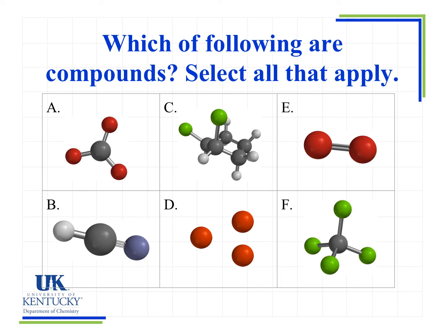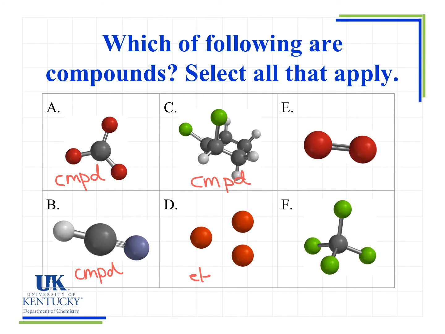Looking at A, we see this is a compound because we have two different elements present. And we know there are two different elements because we see that the atoms are colored differently. So the different color represents a different element. When we look at B, we see three different elements bonded together, so that is also a compound. C, compound. Again, different types of atoms connected together.